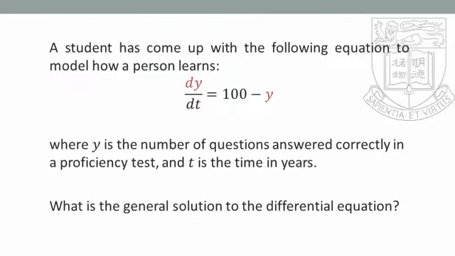A student has come up with the following equation modeling how a person learns. dy over dt equals 100 minus y, where y is the number of questions answered correctly in a proficiency test, and t is the time in years. What is a general solution to the differential equation?